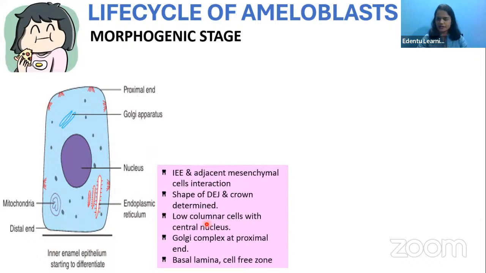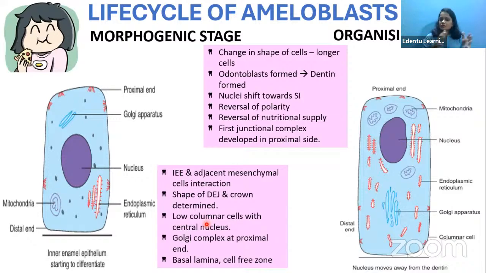And just underneath this basal lamina, in the dental papilla region, you will be able to see a cell-free zone. Okay, cell-free zone means it will be devoid of any cells. Only fibers will be there. No cells will be there in the morphogenic stage. Now from the morphogenic stage, it will go into the organizing stage.